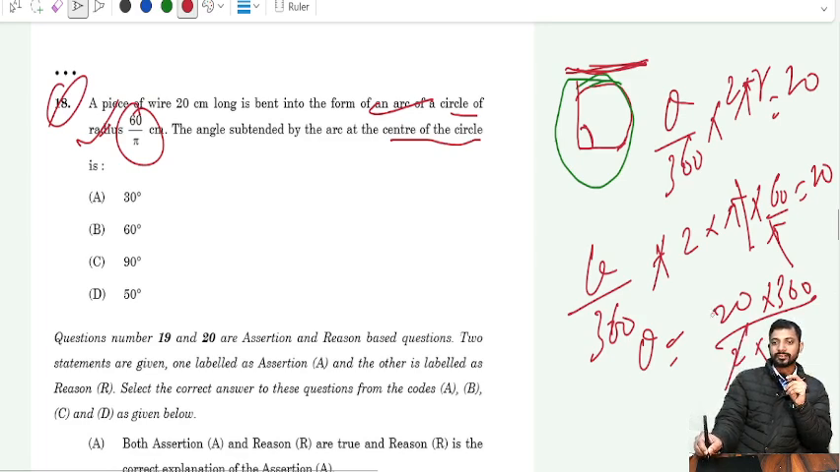Here 2 ones are 2, 2 tens are 20. This 0 cancels out, 10 sixes are 36. So 10 into 6 gives you 60. So the value of theta is 60 degrees. 60 is the correct answer of this question.